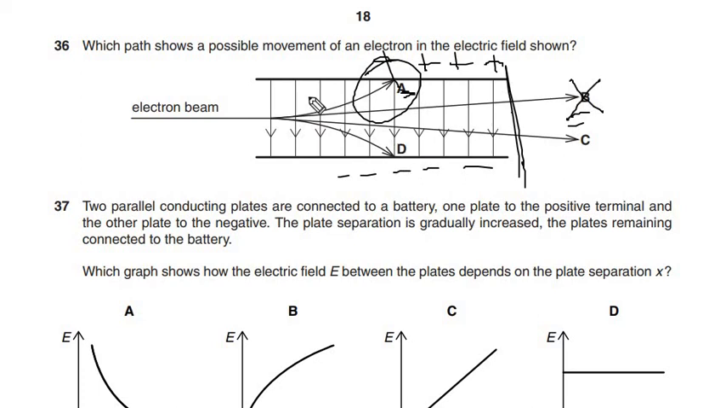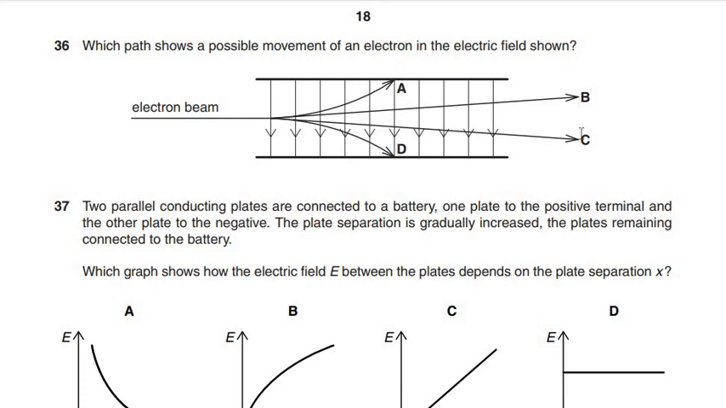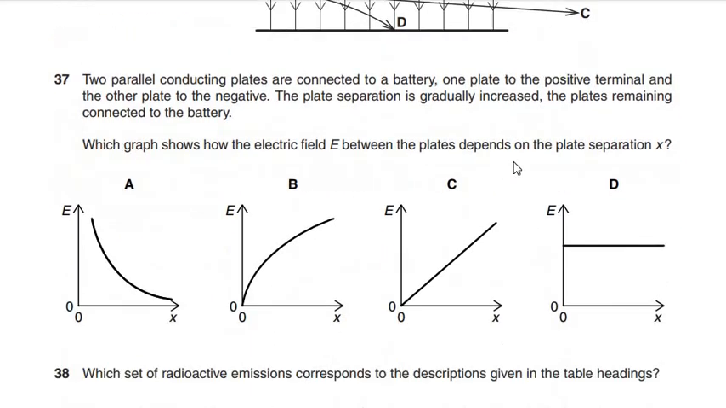It's not D because electrons will not be attracted towards the negative plate, they'll be repelled by the negative plate. And C, like B, is a straight line. So it just curves once here, and hence we can ignore it also. Moving on to the next question.